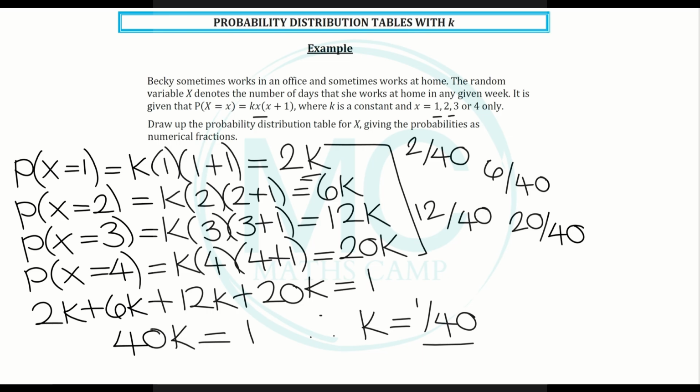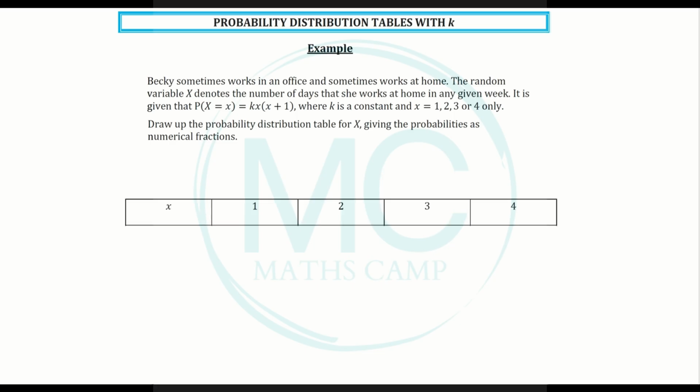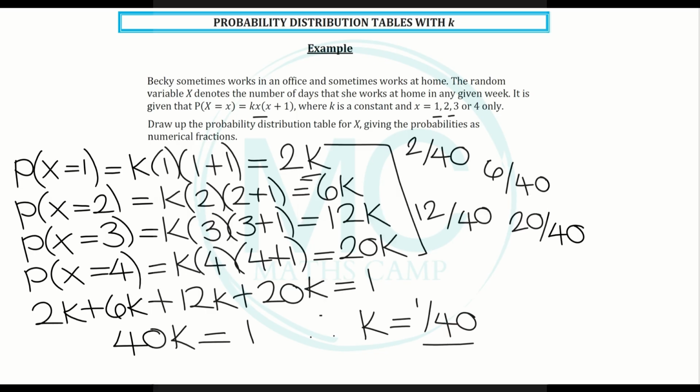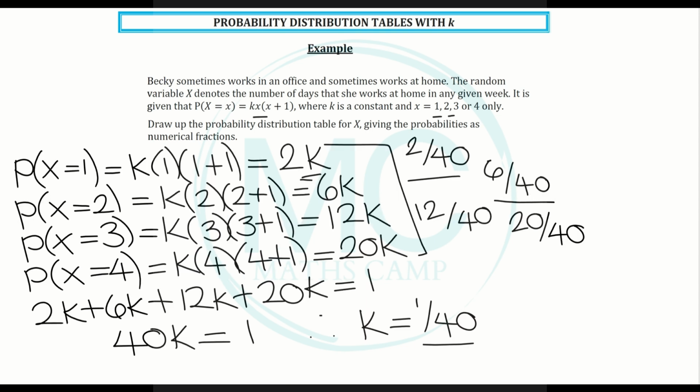So let's make some space and I can draw in my table. Let's start with the top row. I have x in my first column. My x values 1, 2, 3, and 4. Now in my second row, I can say the probability that x is equal to x. We know that when x is 1, probability is 2 over 40. So let's put this in over here, 2 over 40. When x is 2, probability is 6 over 40.